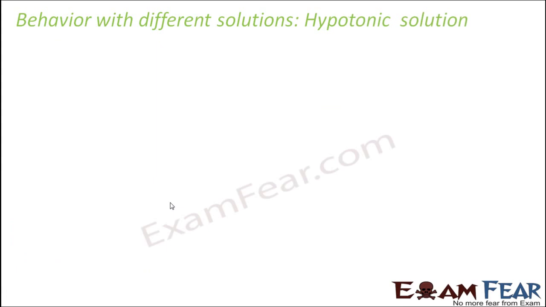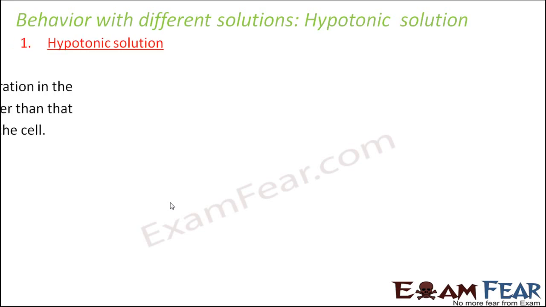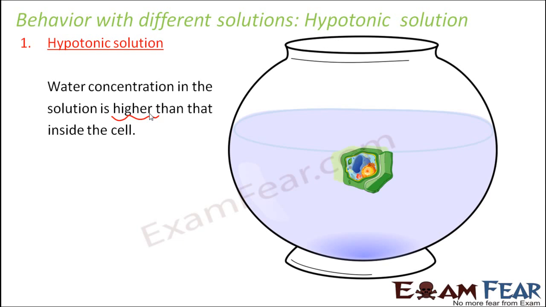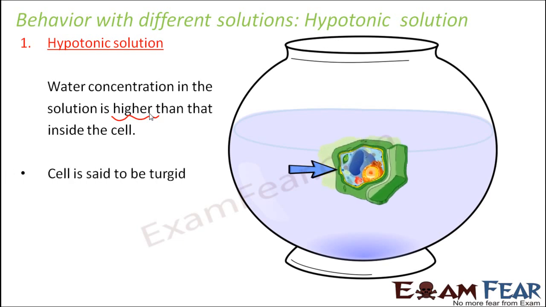The next type of solution that we are going to talk about is just the opposite one, that is hypotonic solution. Hypotonic solution means in this type of solution, the water concentration in the solution is higher than that inside the cell. So in that case, what will happen? Water will start moving into the cell. So water will move inside the cell. So what will happen when more and more water enters inside? The cells start to swell up.